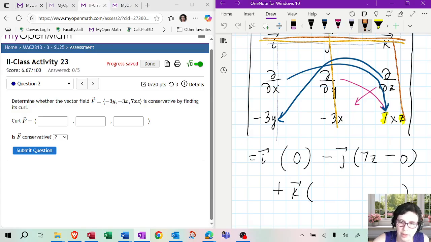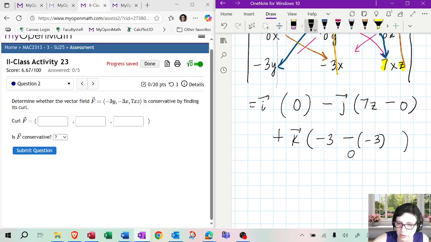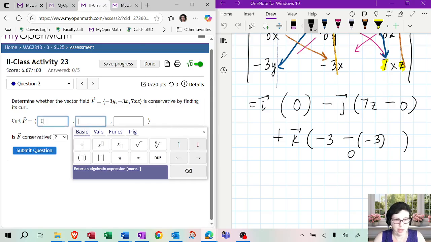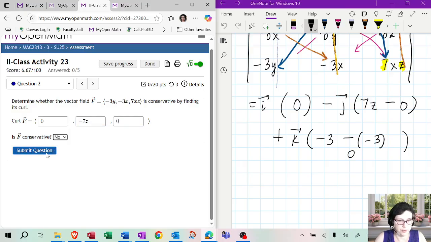So now we're taking, I'm sorry for all the mess, this one with respect to x. So that would be negative 3. Subtract. Now that one with respect to y. So that's going to be another negative 3. And it looks like this one actually will show up as 0, but this is not. So the jth component is not 0. So I got 0, and I got negative 7z, and I get 0 again. And so I do not think it's conservative. Let's check that.